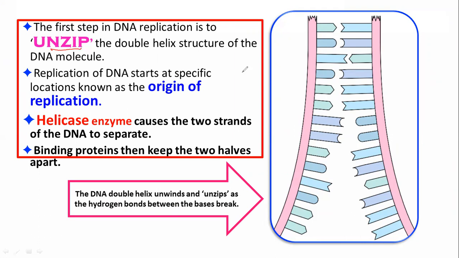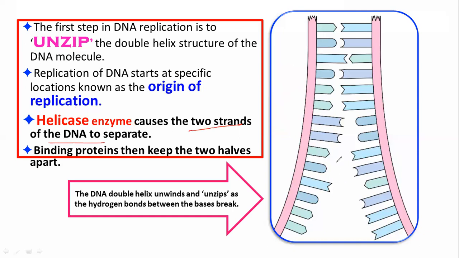And it's not done very easily. You need some enzymes. You need enzymes for the unzipping. And the enzyme which is responsible for unzipping is called helicase. You remember, a word that ends with "ase" is an enzyme. And if it's going to unwind the helix, then we term it helicase. What does it do? It basically causes the two strands of the DNA to separate.